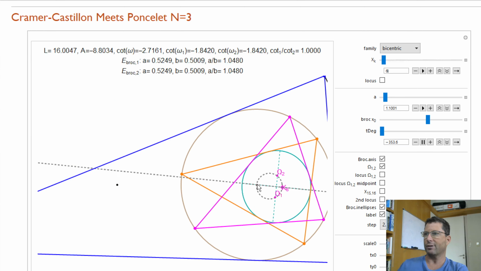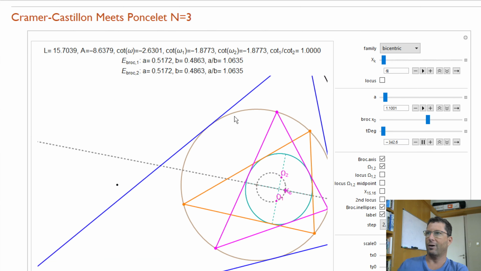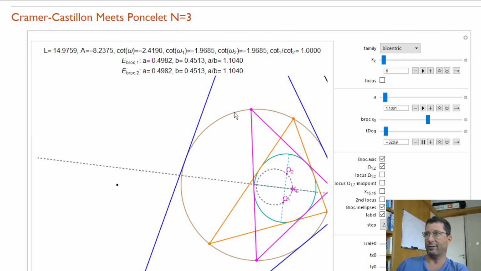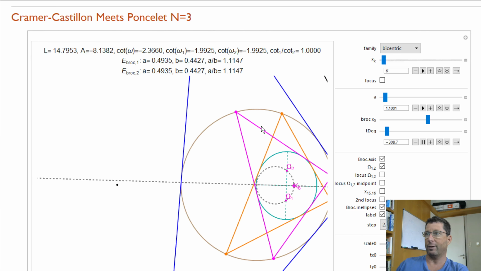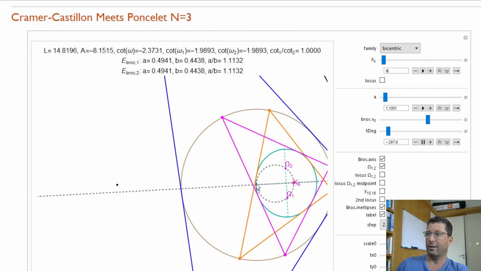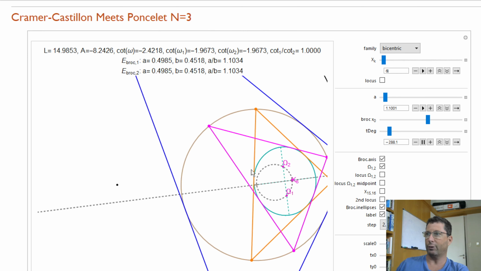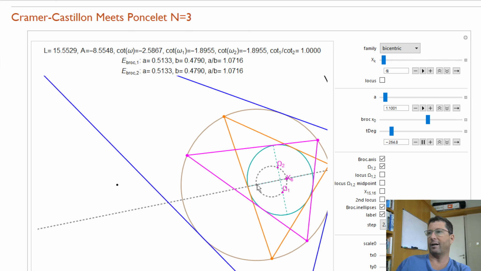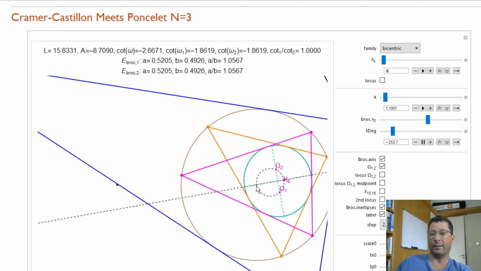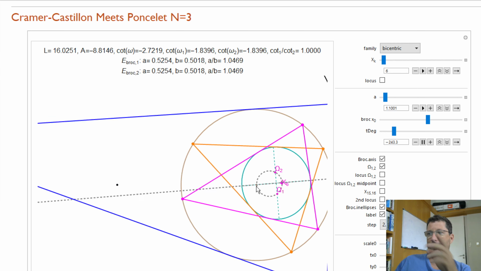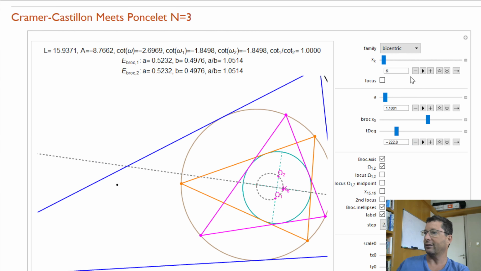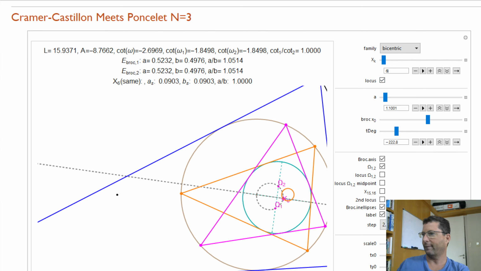You can see here that the Brocard circle is always going through the center of this bicentric caustic, which is the center of the circle where both Cramer-Castillon triangles are inscribed. So the x3 of the Cramer-Castillon triangles is over here, and therefore the Brocard circle is always going to pass through this. But since x6 is also shared, and since the locus of x6 in this case has an additional property, it is actually a circle.